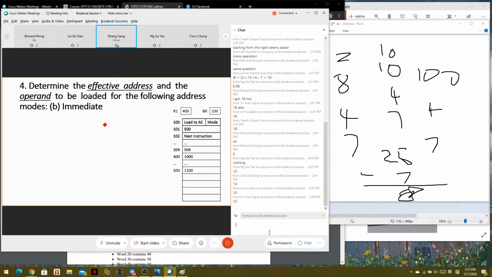So next, immediate. Immediate means that the operand is directly at itself. So imagine again, the 500 is here. What is the EA? Because the operand, actually you know the operand is 500 already, because you know that this one is immediate. Immediate means that the operand is here.